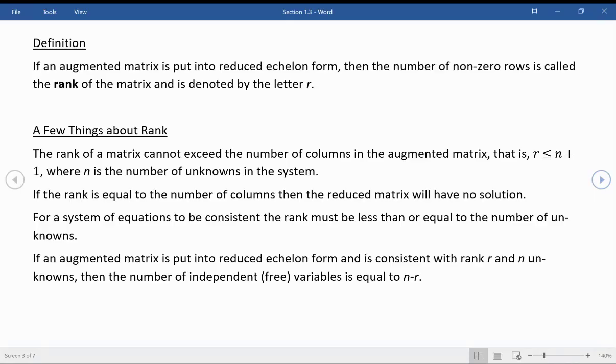And lastly, if an augmented matrix is put into reduced echelon form and is consistent with rank r and n unknowns, the number of independent or free variables is equal to n minus r. So this gives us the ability to predict the number of free variables once the matrix has been reduced. As with other situations, we would not know this until we've already started solving the system and putting it into reduced echelon form. So we wouldn't necessarily use this directly because we would be reducing the matrix anyway, at which point it would be obvious which variables are free and not.